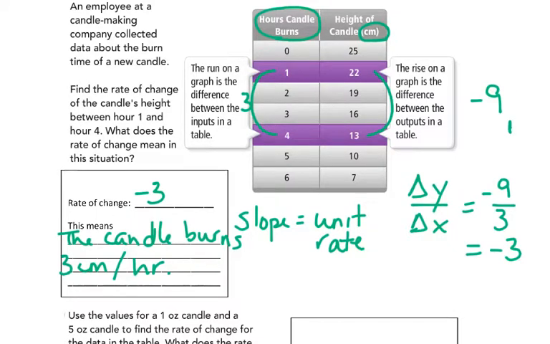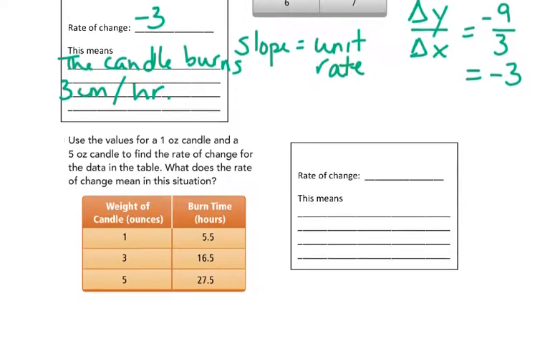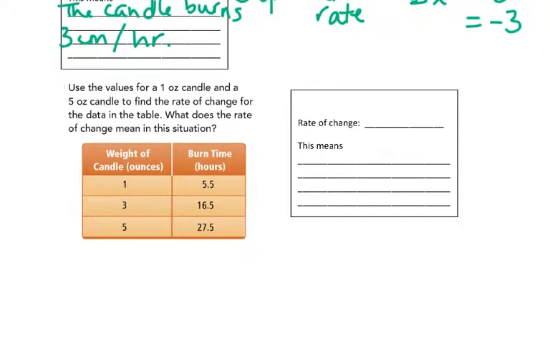Let's do the next one there. Use the values for a 1 ounce candle and a 5 ounce candle to find the rate of change for the data in this new table. Now, the units on my new table are different. This is burn time in hours and weight of the candle in ounces. So we're supposed to use the 1 ounce candle and the 5 ounce candle according to the directions. So we're talking about these two values here.